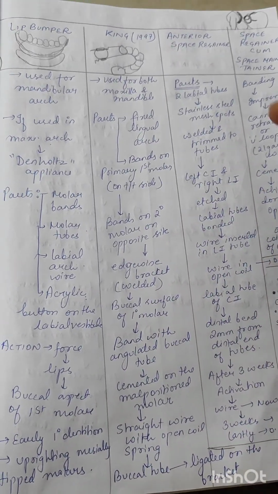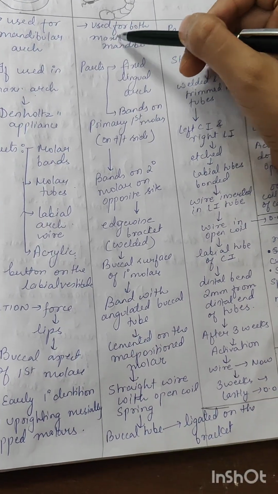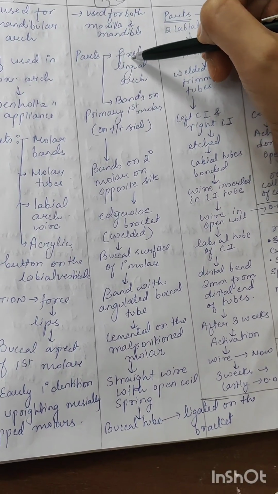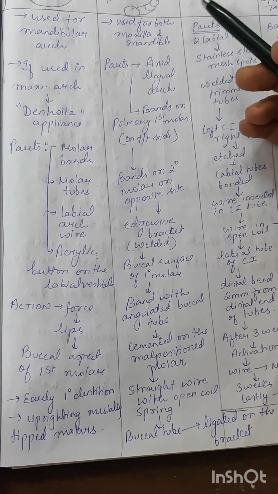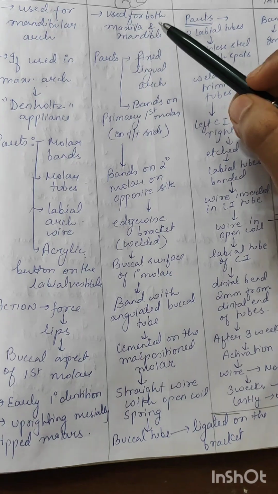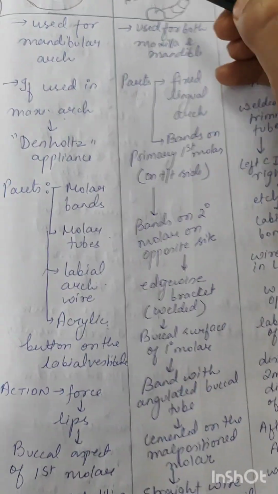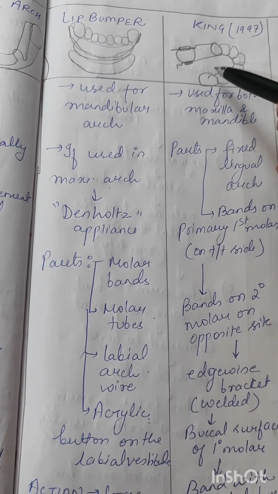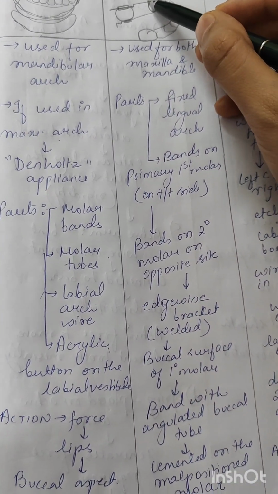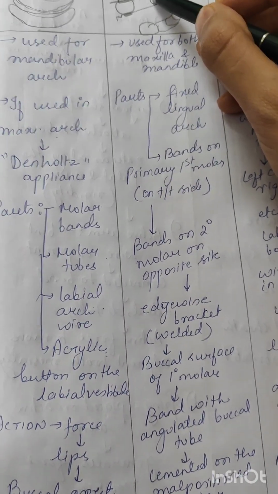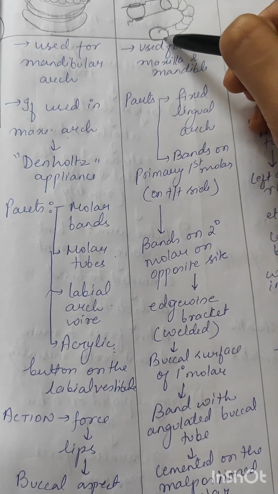Next is our King's appliance, which was given by King in the year 1997. It is used for both maxilla and mandible. It is a fixed type of lingual arch. Of course these are all fixed appliances. Then bands on the primary first molar. You will band the primary first molar on the treatment side, and on the permanent molar banding is done on the opposite side.